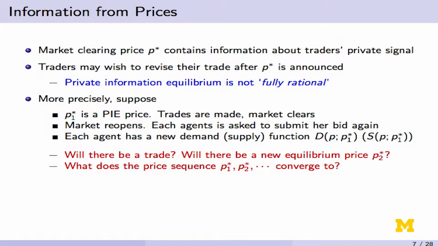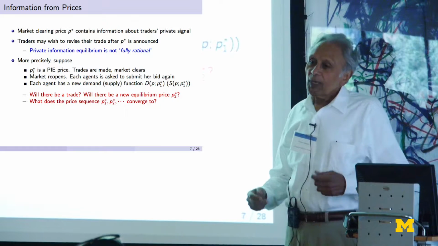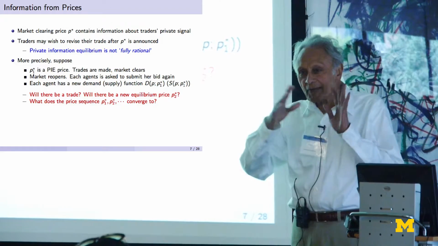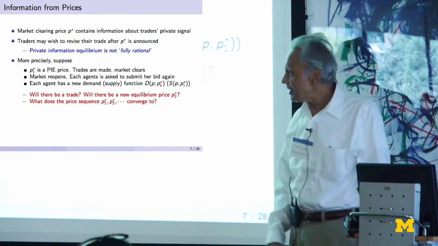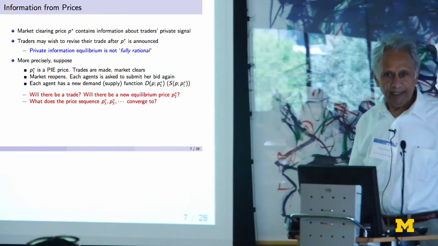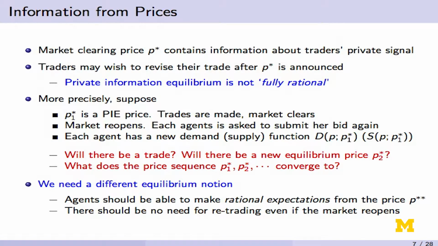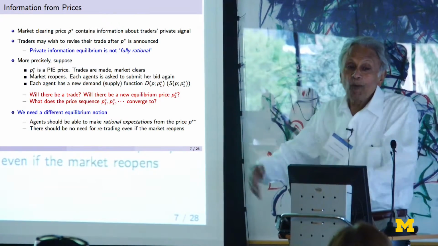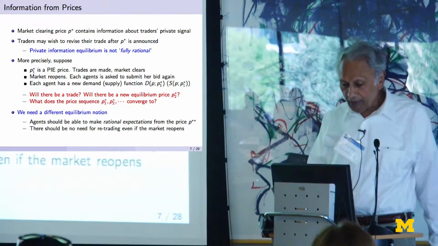Then will this sequence of trades, which are fictitious in a way, converge? But you can imagine that it's done. That is, you make an offer, but you don't commit until everybody settles down to an agreed upon price. At that point, you commit. So will this thing converge? That's the story. That requires a different notion of equilibrium than the one that we started with, because the amount of information people get has changed. So agents should be able to make rational expectations from the price. And the notion that we want should be such that at the end of the day, nobody has an interest in reopening the market. So at the end of the day, everybody's in equilibrium.